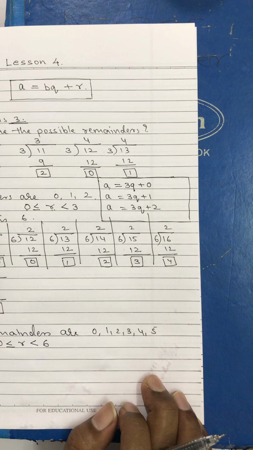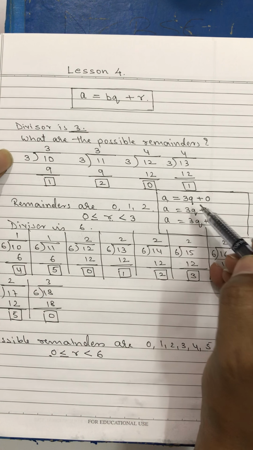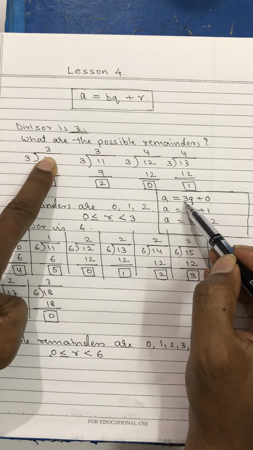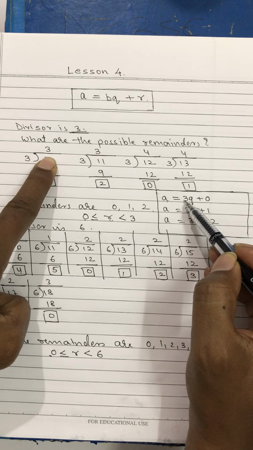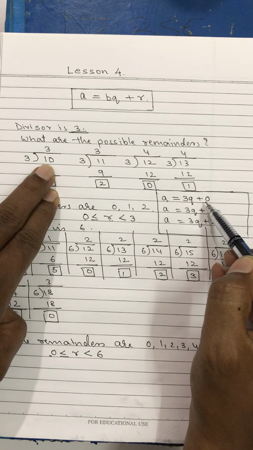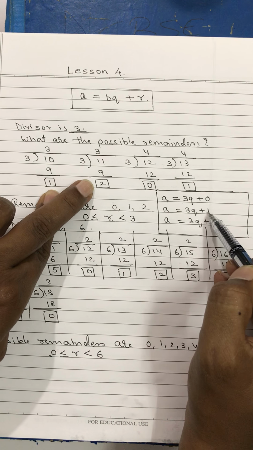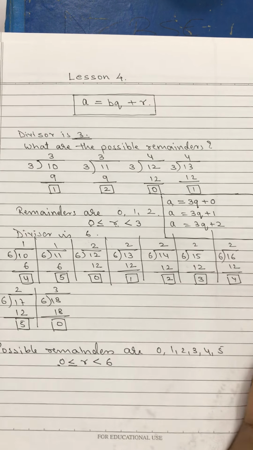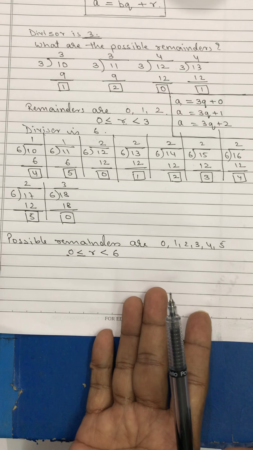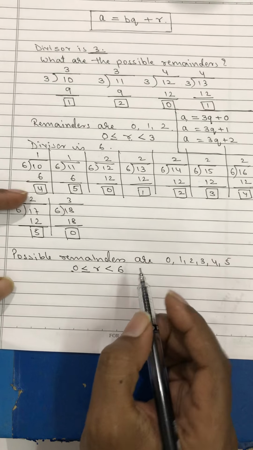You can consider anywhere. Like in this case, I don't know that a is 10, but I know 3 3s are 9, remainder is 1. 3 3s are 9 plus 1, 10 will be the dividend. 3 3s are 9 plus 2 will be 11. It goes along. Try to understand this. Think on this. Similarly, I am trying to form my dividend now.